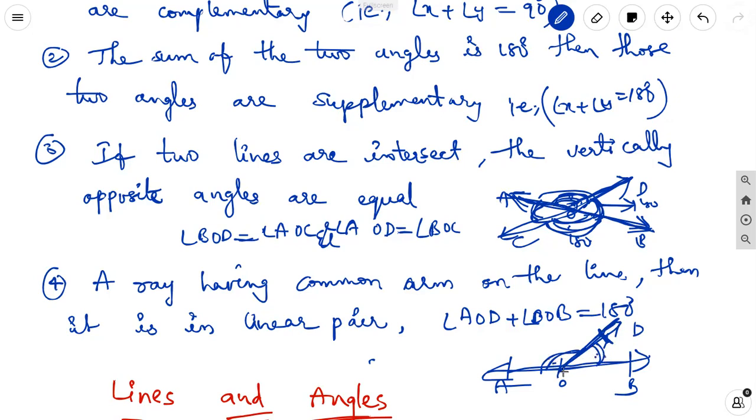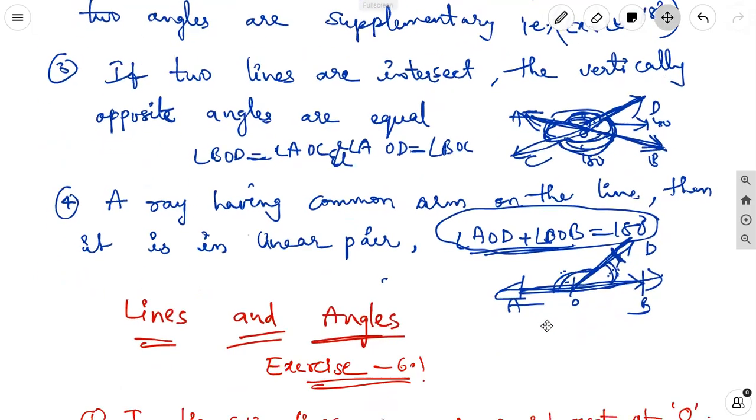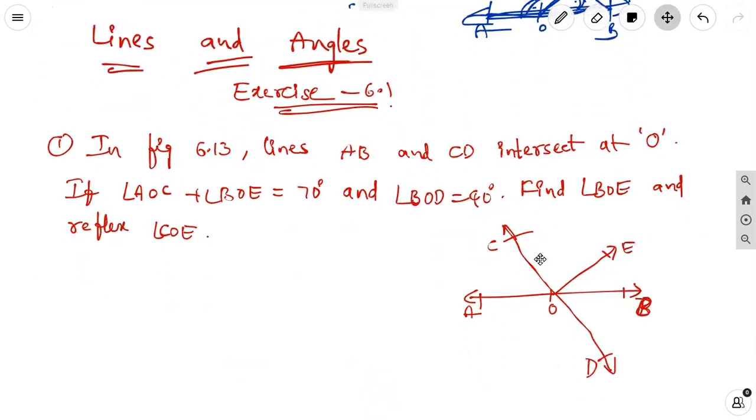If a ray or common arm stands on the line AB, then the sum of the two adjacent angles is equal to 180 degrees. That is nothing but the two angles are in a linear pair. Linear pair means the sum of two adjacent angles equals 180 degrees. These concepts will come in the exercise problems.